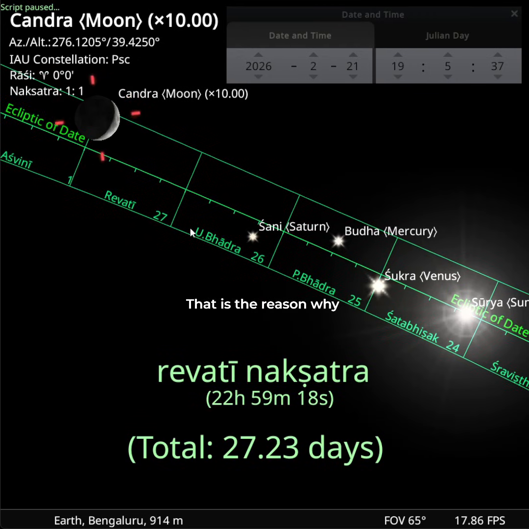And that is the reason why there are 27 nakshatras in the nakshatra mandala.